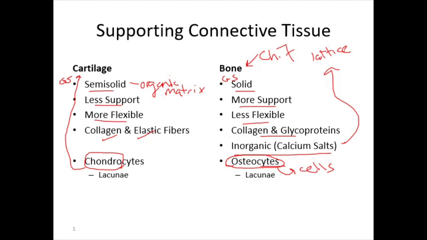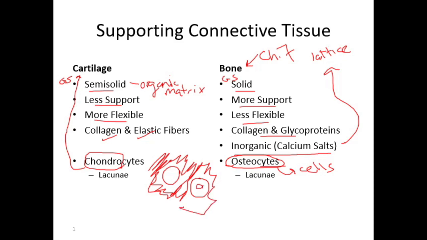Because you're in a semi-solid or solid matrix, these cells need a place to live. If you're in fluid, you're just in the fluid and you can very easily fit in with the tissue. But these cells need space that are not in a semi-solid or solid part. So they will build these lacunae and you'll have the matrix around it. And then the cells will happily live. There's my nucleus, cells kind of living in these lacunae. So both cartilage and bone have lacunae.